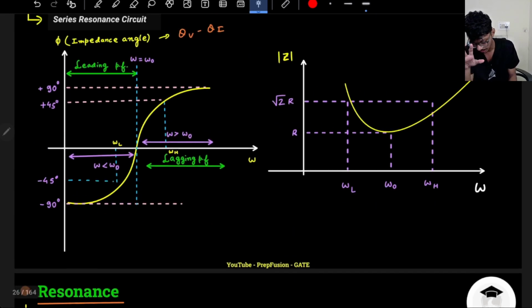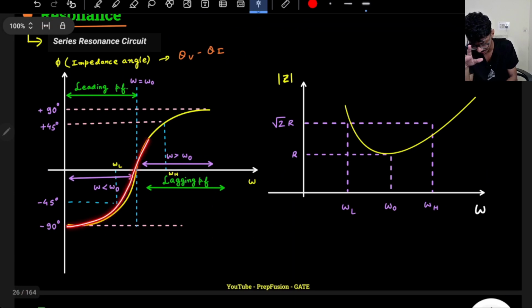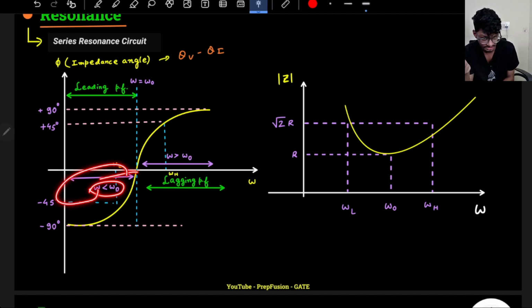Good. And this is the graph basically. This is the impedance angle graph. So with respect to omega, the impedance angle will vary something like this. And for omega less than omega naught, it is capacitive in nature. Why? I have explained in this lecture only. For omega greater than omega naught, it is inductive in nature.